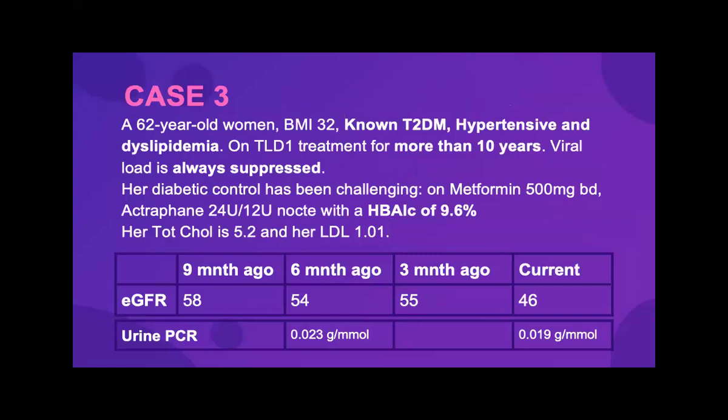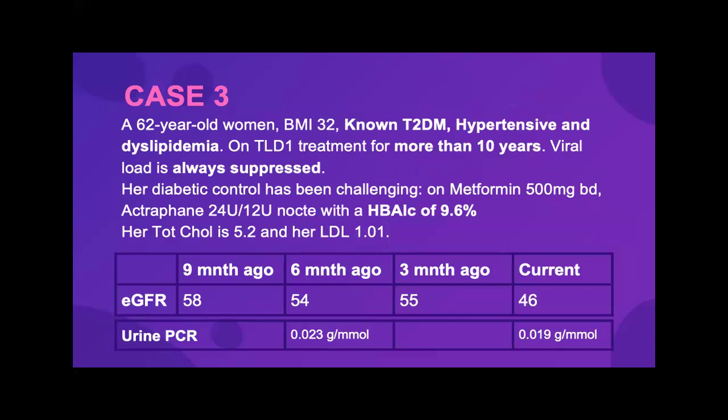So now we are on to our final case. So this is a 62-year-old female, BMI of 32. She's known with type 2 diabetes, hypertensive disease, and dyslipidemia. She's been on TLD treatment for more than 10 years, and her viral load has always been suppressed.